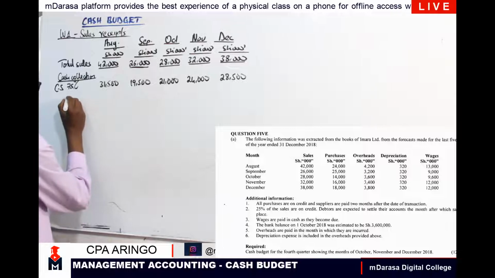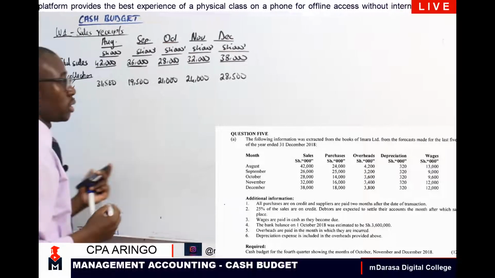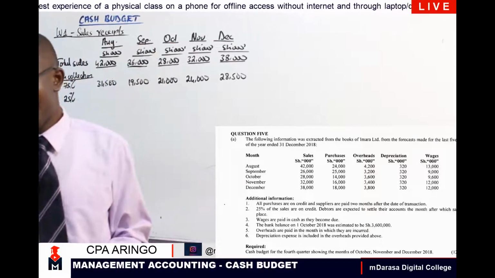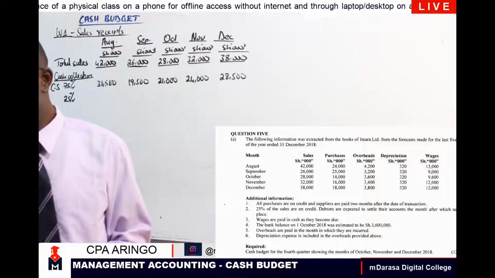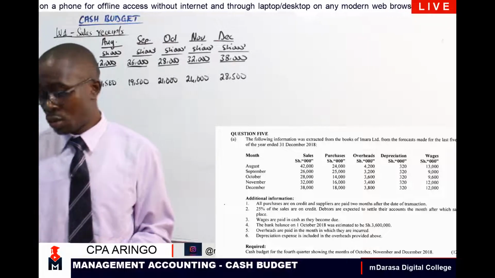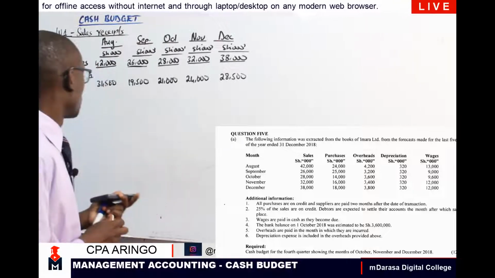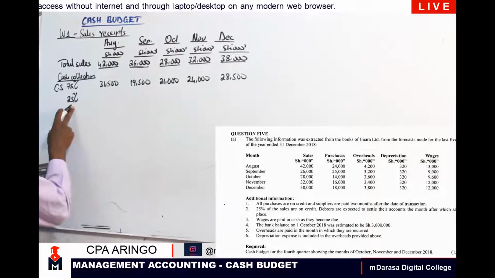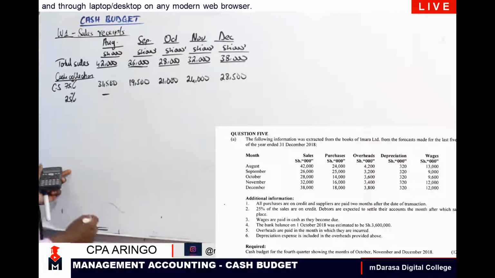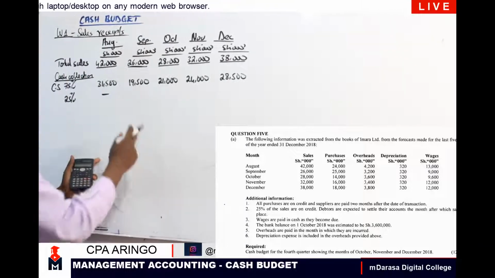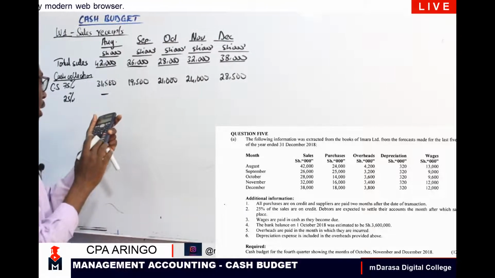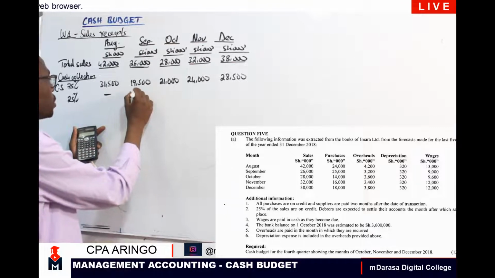Then what about the 25%, the credit that remained? Look at note 2 still. We are told that 25% of the sales are on credit. Debtors are expected to settle their accounts the month after which sales took place. So the remaining 25% of August we are going to collect in the month of September, which is 10,500.